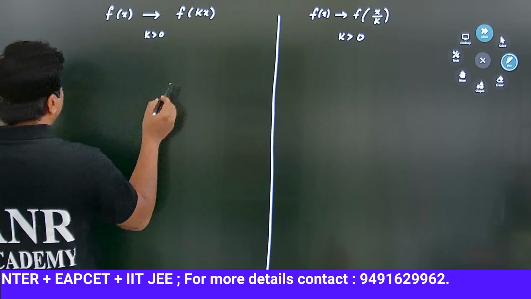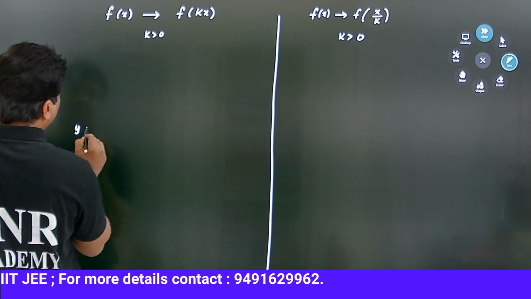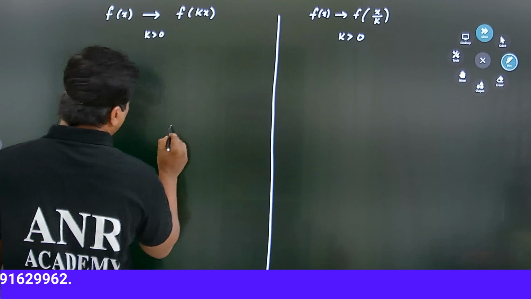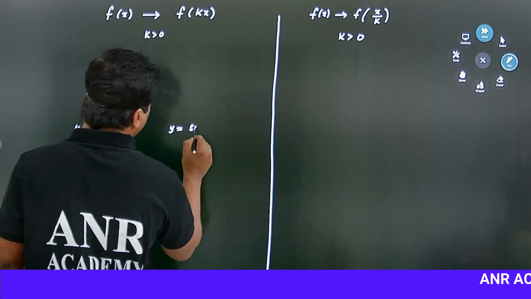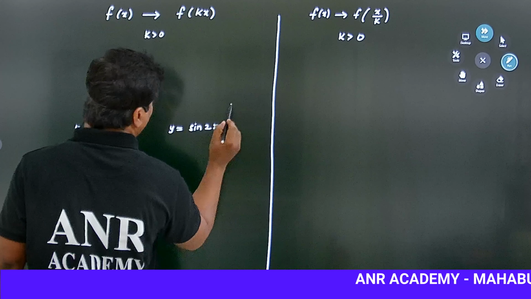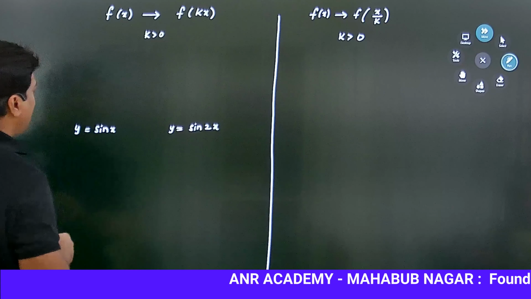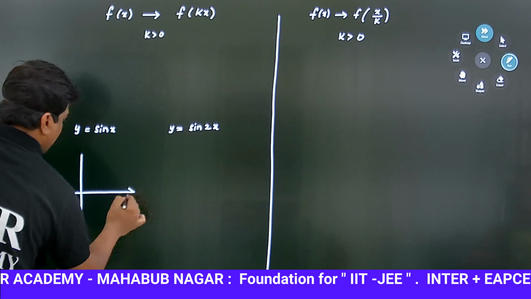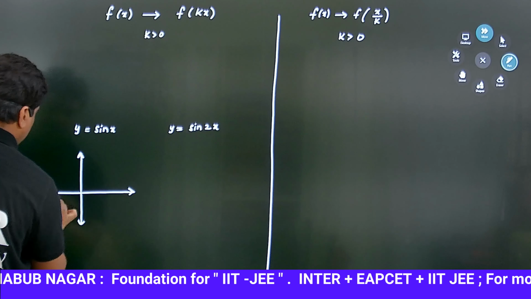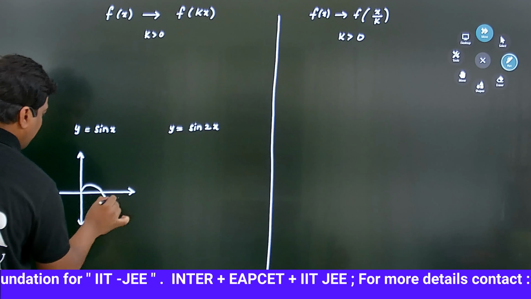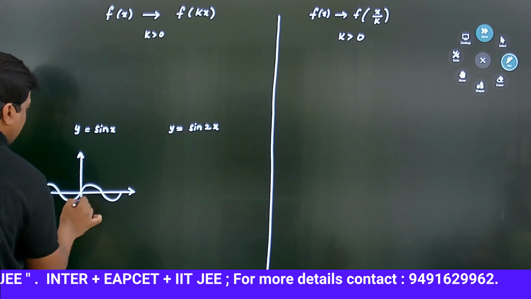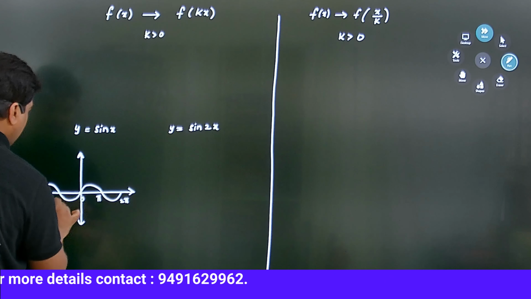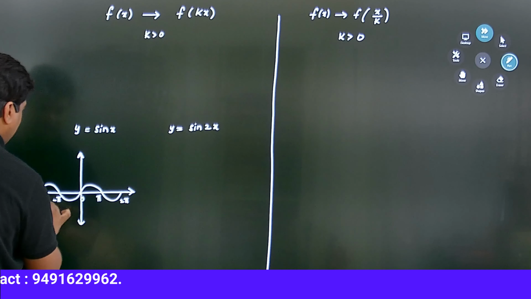For example, there is a function y equal to sin x, and the transformation y equal to sin of 2x. Let us observe now. You know that the graph of sin x is a wave passing through the origin in this way, in a limited boundary. This is the graph of sin x, 0, here it is pi, and it is 2 pi, at minus pi 0, at minus 2 pi also it is 0.